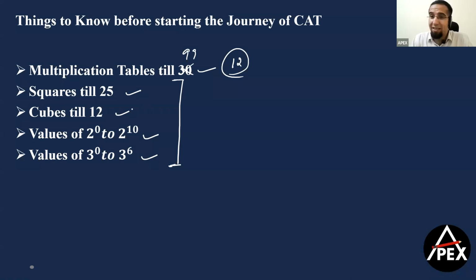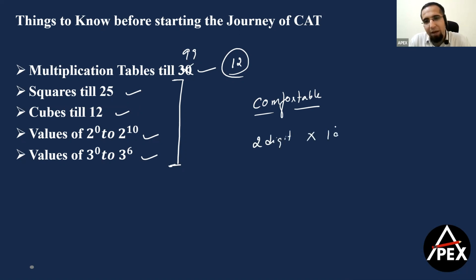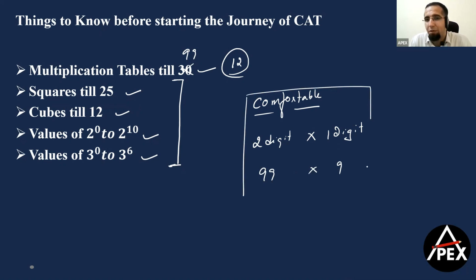So I always say that you should be comfortable. I repeat, I'm using the word comfortable, to get the values of a two-digit number multiplied with a single-digit number. When I say two-digit number, the maximum two-digit number we know is 99, and the maximum one-digit number that we know is 9. So we should be comfortable with tables till 99 into 9.